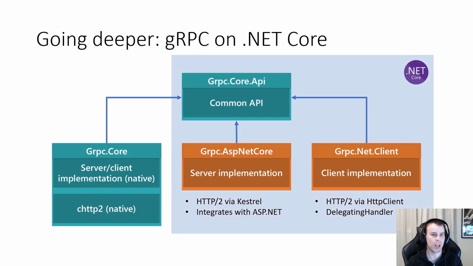Now if you're building a .NET Core or .NET 5 app, you don't really need to worry about gRPC Core. We recommend using the new implementations just because of the performance benefits and the greater integration with the rest of the .NET ecosystem. But if you're using .NET Framework, then gRPC Core is a good choice. Our new implementations don't support .NET Framework, so gRPC Core is your best option there.